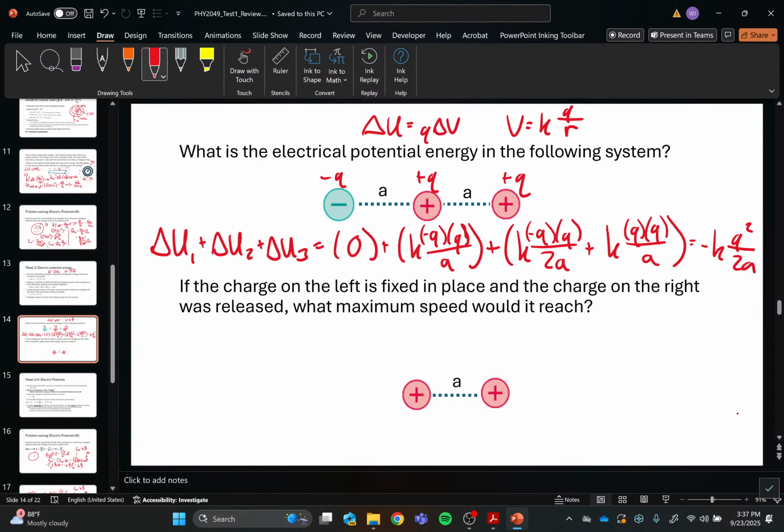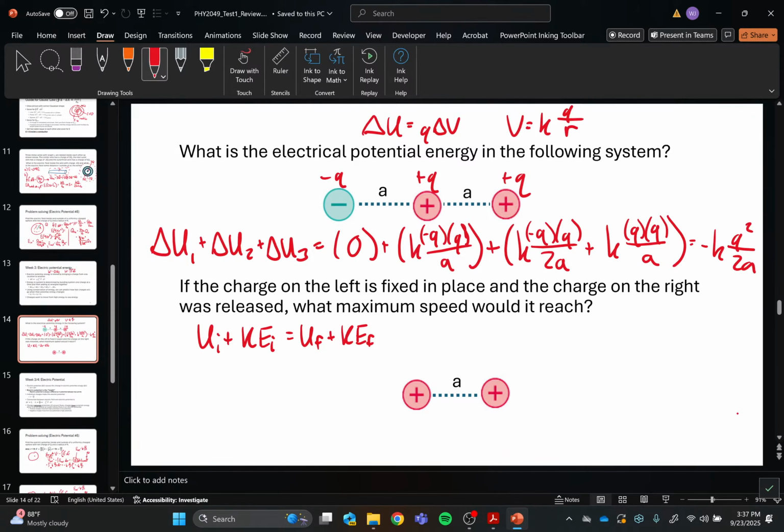The key here, build the system one charge at a time. That's what you've got to do. All right. The problem on the bottom. Charge on the left is fixed in place. Charge on the right was released. What's the maximum speed it reaches? So this comes down to my energy initial plus my kinetic energy initial equals my energy final plus my kinetic energy final.